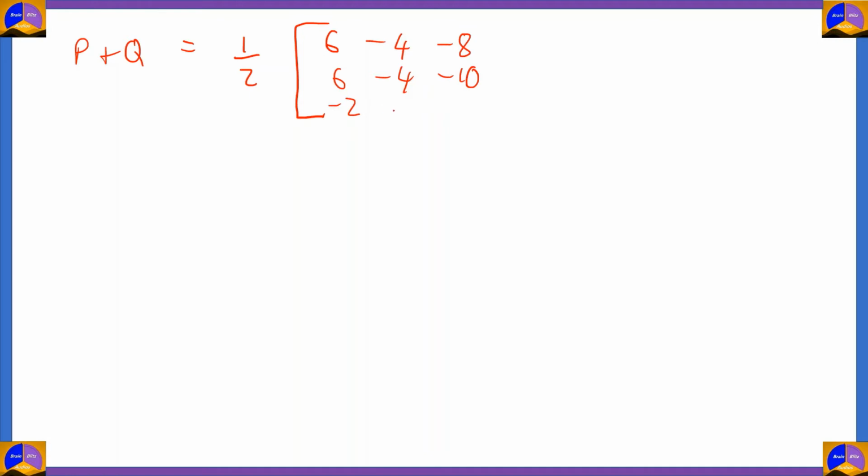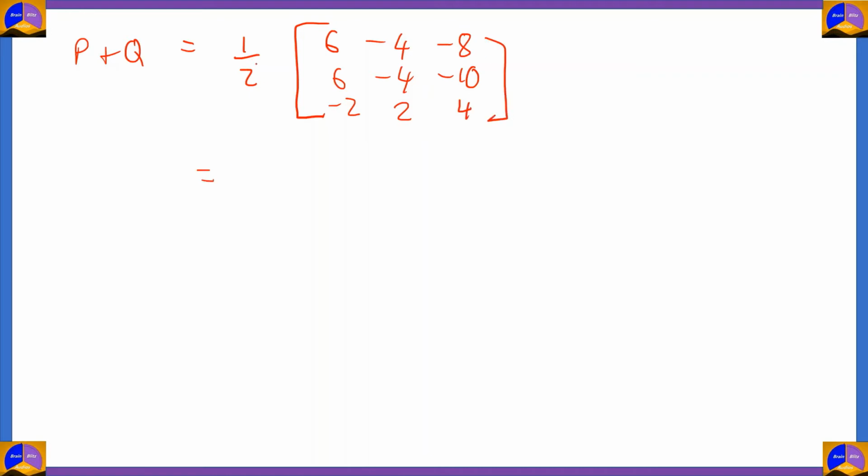Okay, so on adding, P plus Q will be equal to half of 6 plus 0 is 6. 1 minus 5 is minus 4. Minus 5 minus 3 is minus 8. 1 plus 5 is again 6. Minus 4 plus 0 is minus 4. Minus 4 minus 6 is minus 10. Minus 5 plus 3 is minus 2. Minus 4 plus 6, that is 2. And 4 plus 0, that is 4.